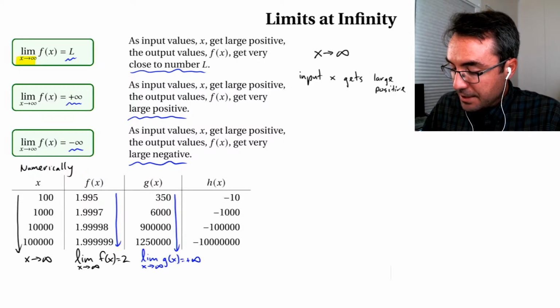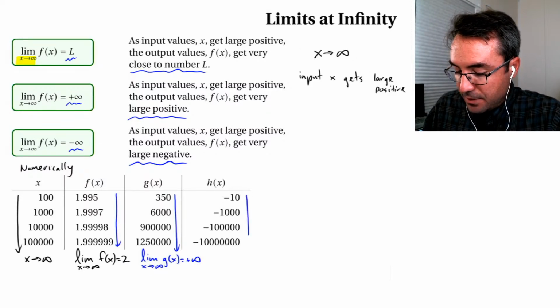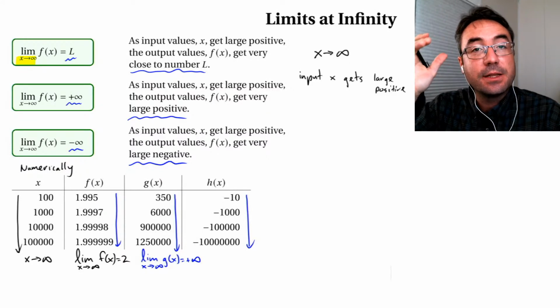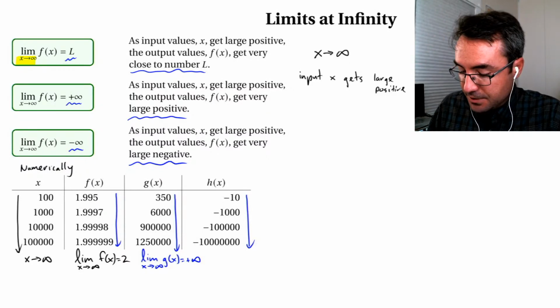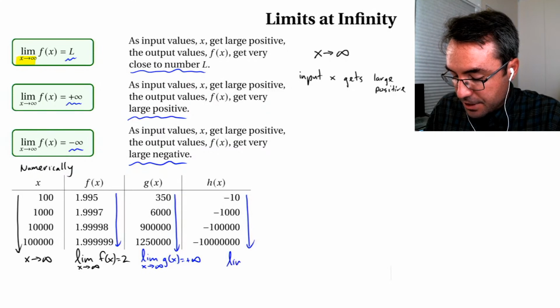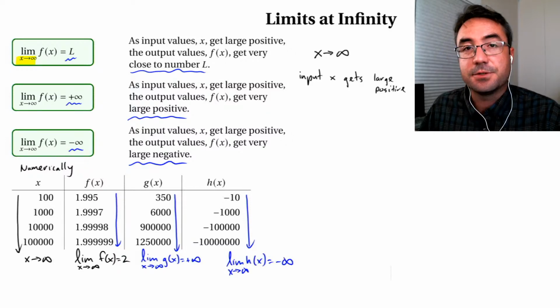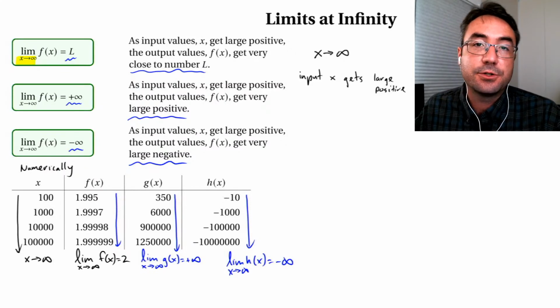And then finally, the very last one, as we read down the list here, we're seeing the output values get larger and larger negative. And so we would say the limit of our function h of x as x approaches infinity is equal to minus infinity there. So the output values are getting larger and larger negative.